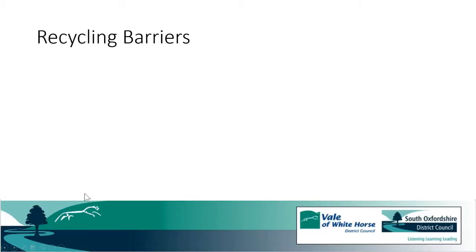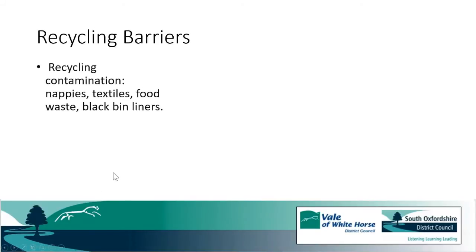All right, so what barriers are there to recycling? The main one is what we call recycling contamination, which is things going into recycling bins that shouldn't be there, and particularly items that can change the quality of the good recycling around them. So in our districts, the particularly big 4 bad ones are nappies, textiles, food waste, and black bin liners.